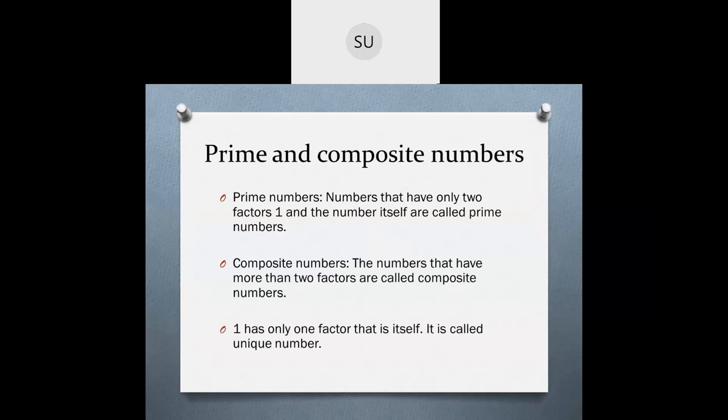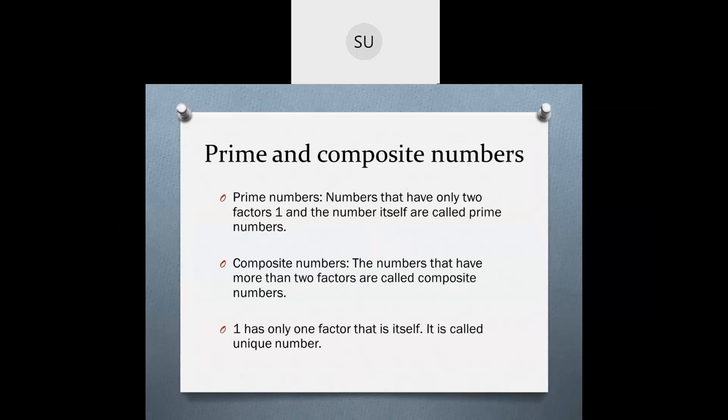Correct? So what are prime numbers? Numbers that have only two factors, one and the number itself, are called prime numbers. So they will not have any other factor other than one and the number itself. For example, 2. 1 two is 2 and 2 ones are 2. So only 1 and 2 are the factors of 2.